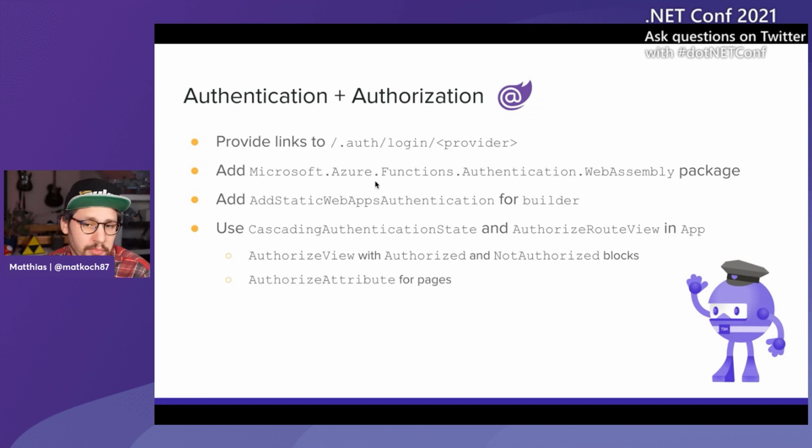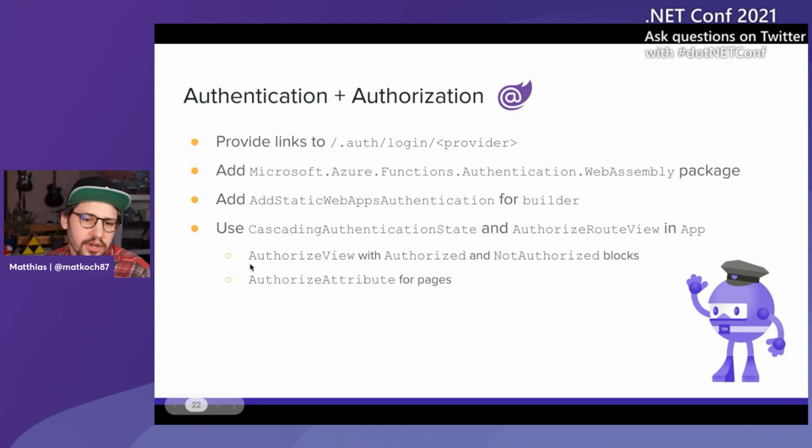You will need to add the package, Microsoft Azure Functions Authentication WebAssembly. Very, very long name, almost gets an award for that. And in your program.cs, you will have to add the Add Static Web Apps Authentication call to the builder. And also one, let's say, boilerplate thing is you have to use the cascading authentication state and authorized route view in the app.